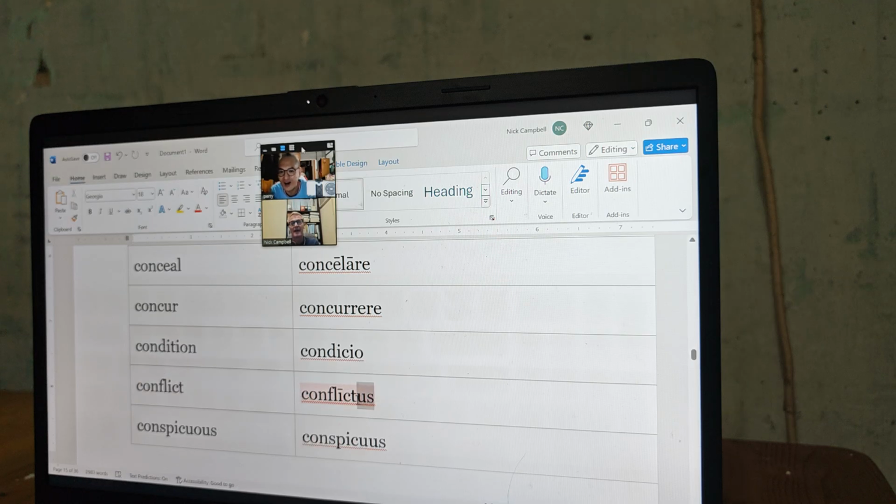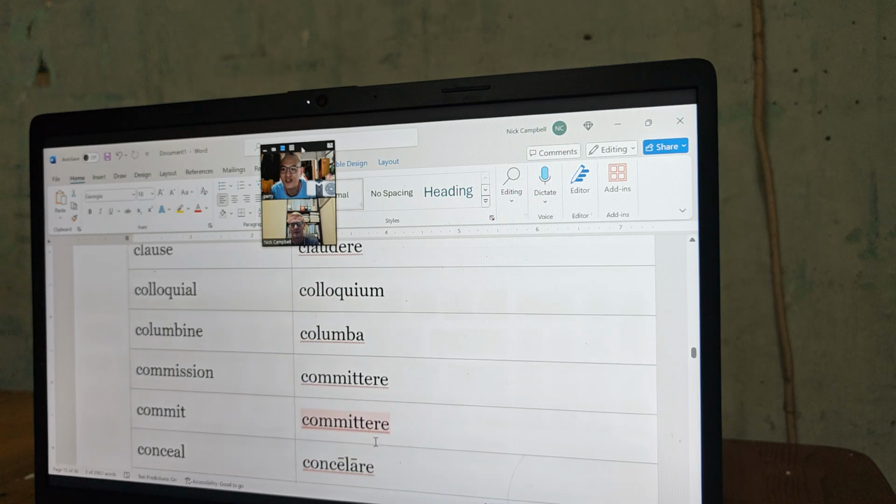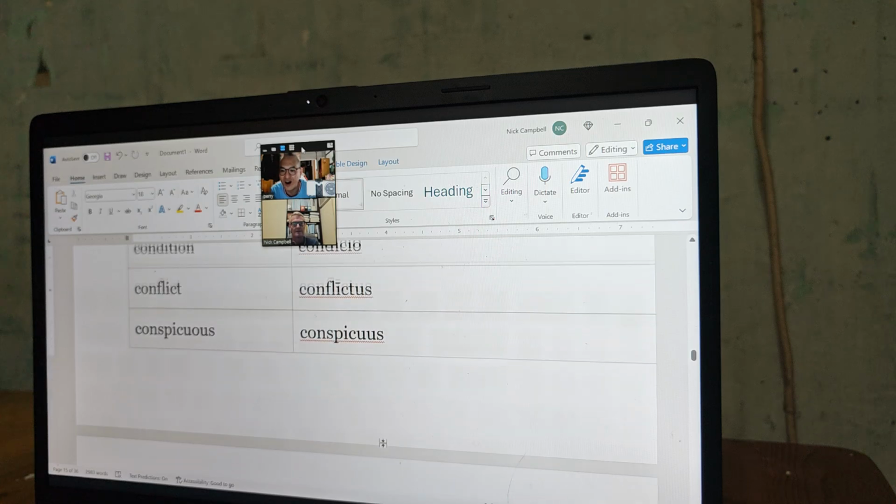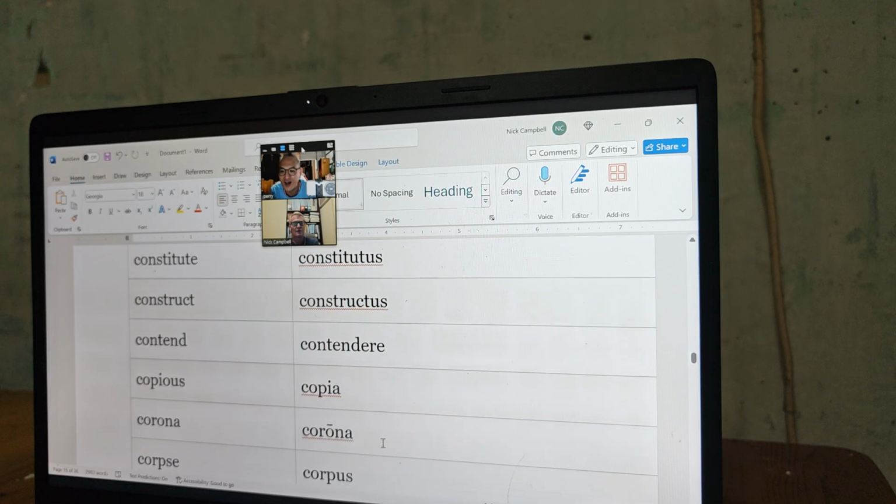This is quite a common ending on a Latin word. You see the US is quite common. You can find quite a lot of words with US on the end in Latin. Conspicuous, constitute, construct.